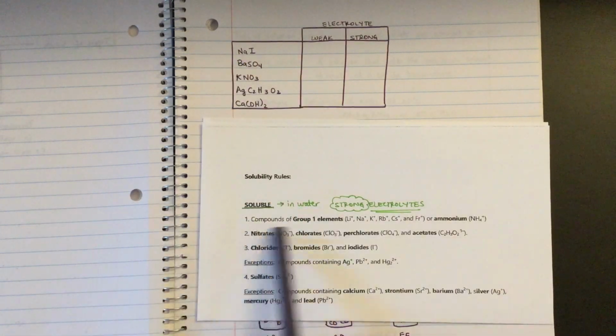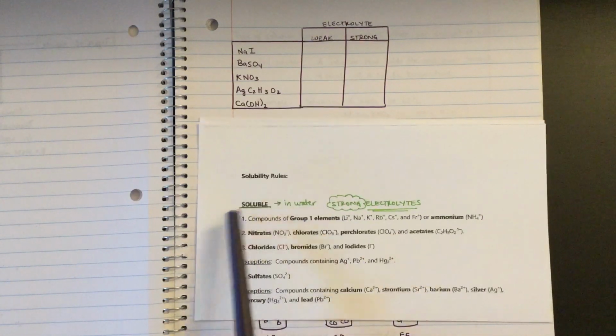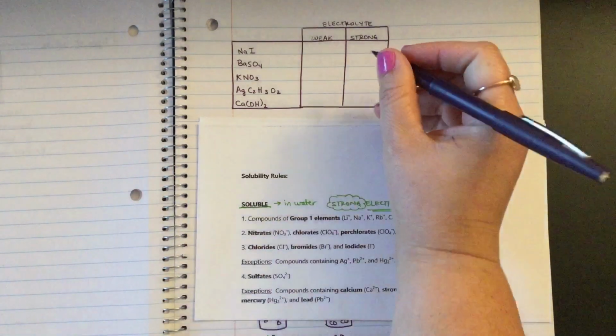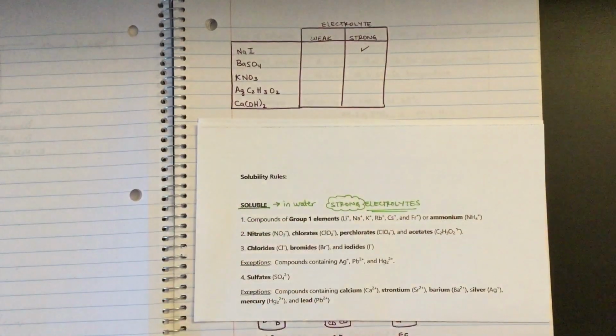Sodium is in group 1, and that's listed right there. Group 1 compounds are always soluble. There are no exceptions to rule number 1. So sodium iodide should be marked as a strong electrolyte.